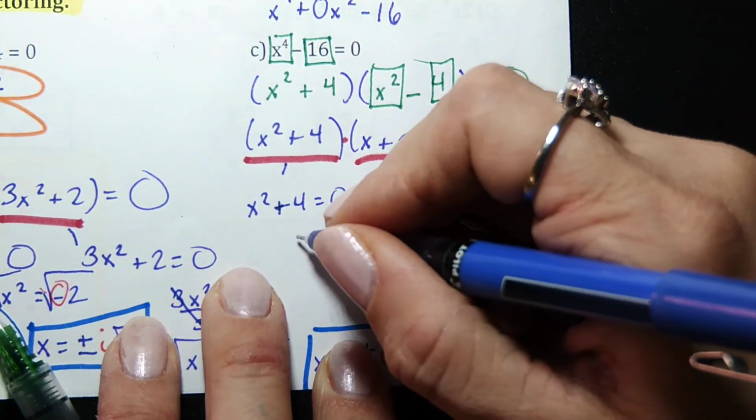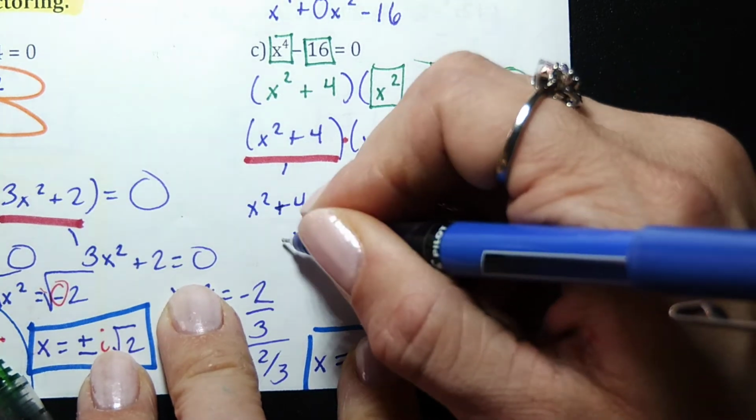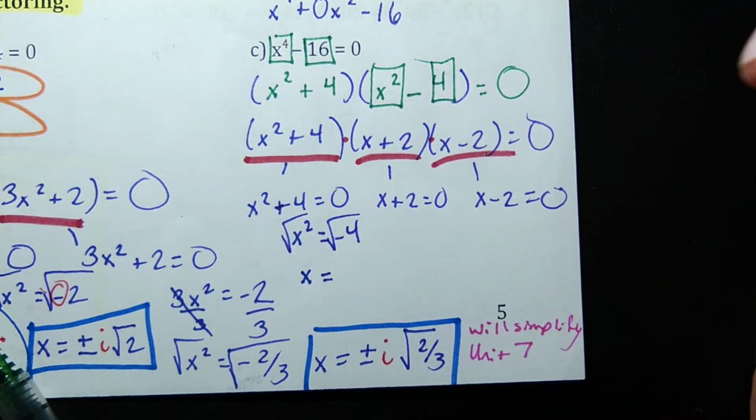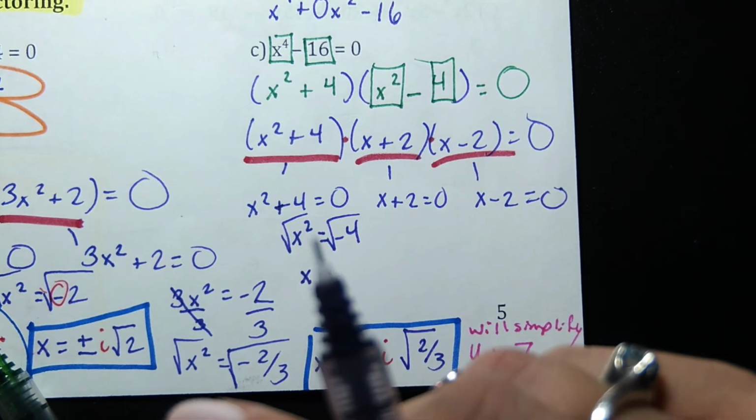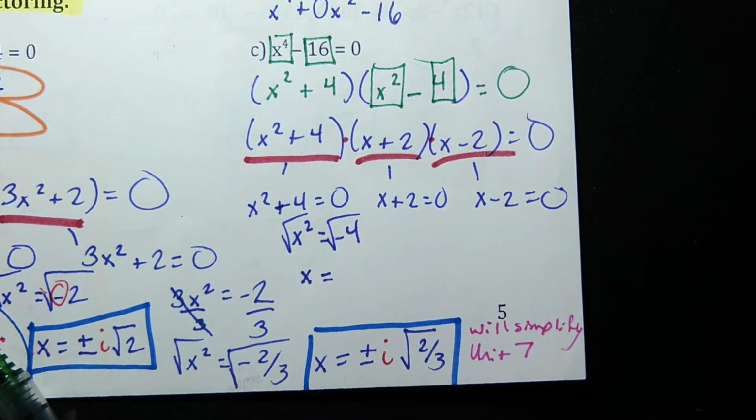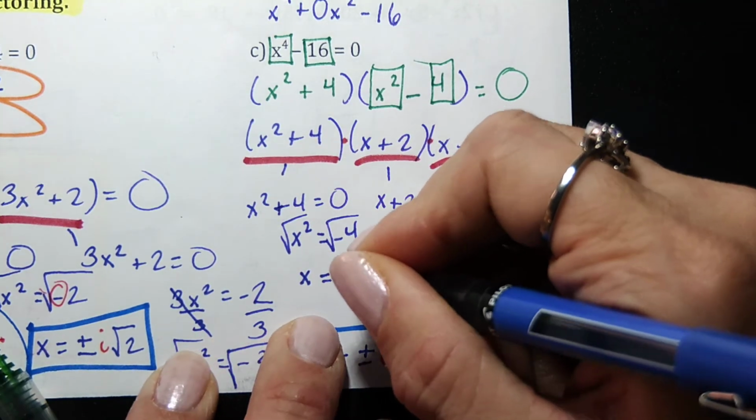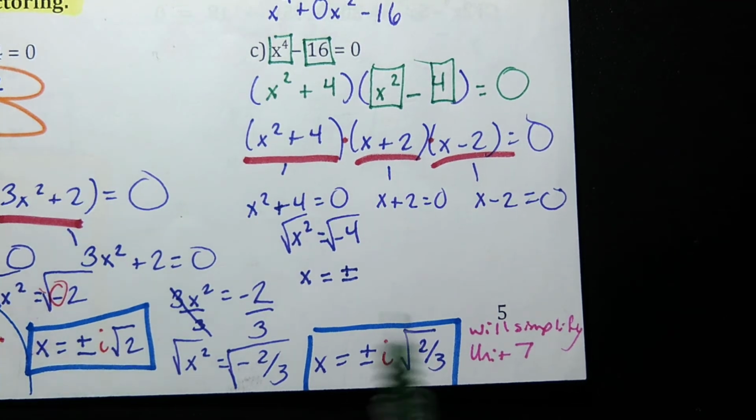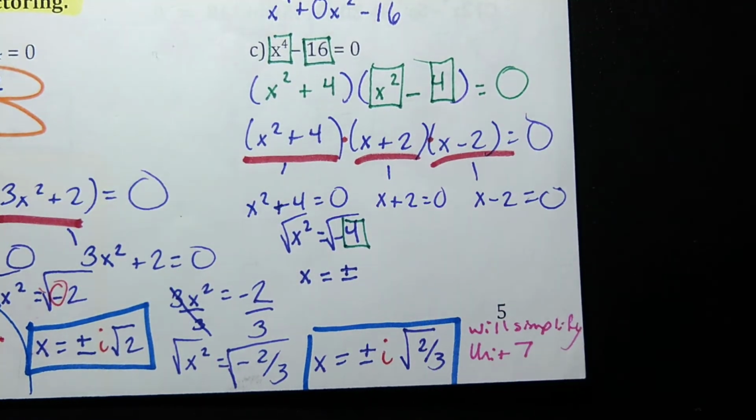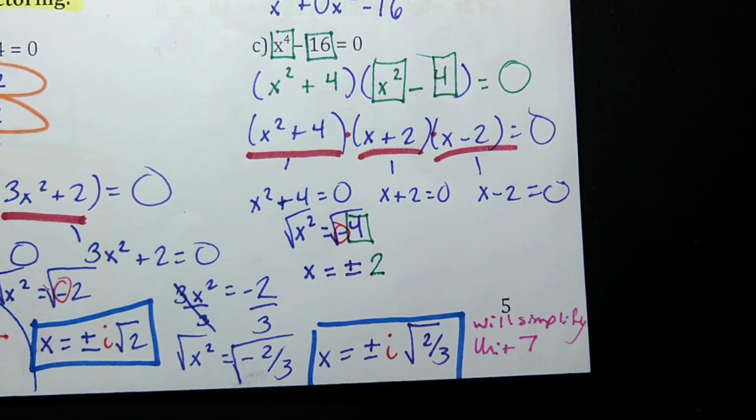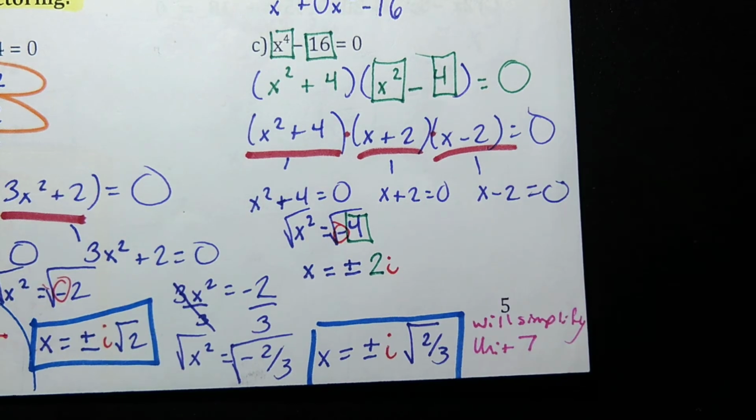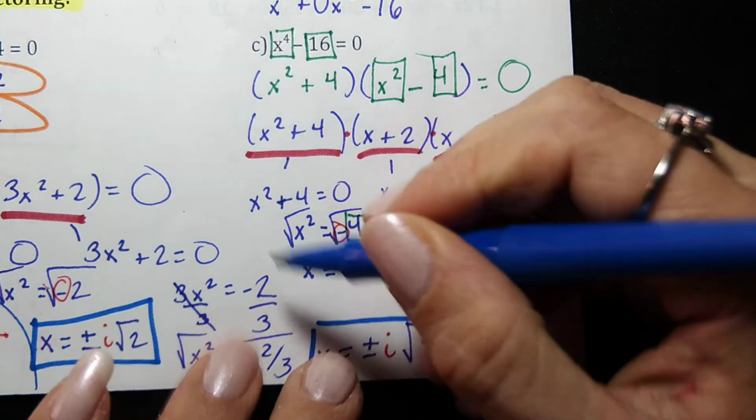So subtract the 4. x squared equals negative 4. Square root. x equals, see if you can write your answer. What's the square root of negative 4? Plus or minus comes first. What comes next? We're going to write it as 2i. So we could take out the i, but since 4 is a perfect square, we would want to write it as 2i versus i2. So coefficient in front of the i. Gross.